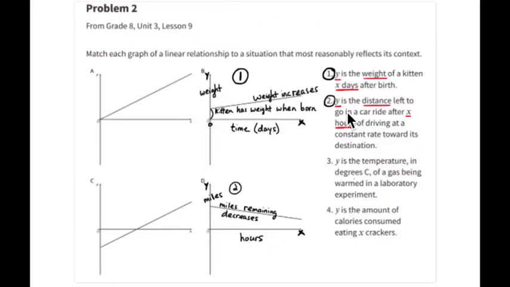The second story is the distance left to go in a car. Say you're traveling home. Well, you have 50 miles. Let's say you're traveling 50 miles to go home. You have 50 miles left to go to get to your home. And as you travel over time, that number of miles is going to decrease. You're getting closer and closer and closer to your home. So graph D matches story 2.